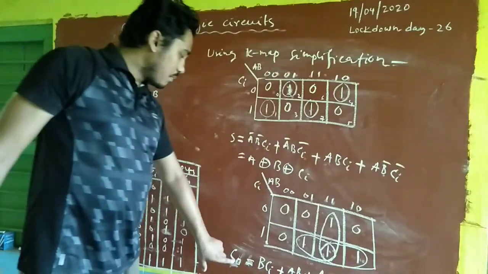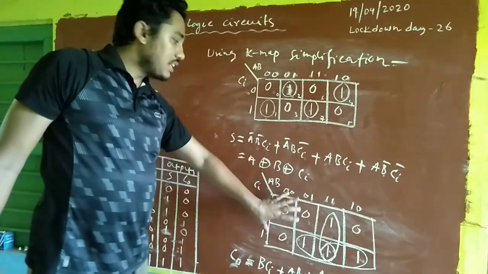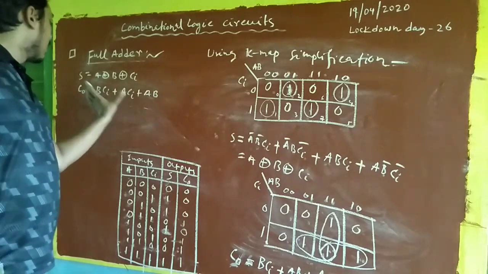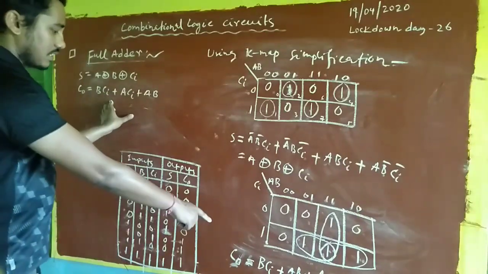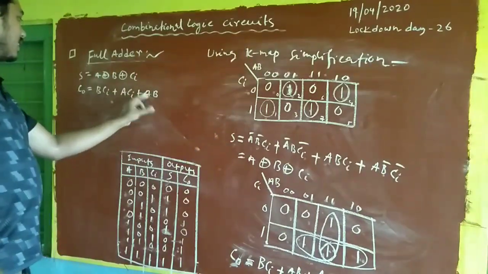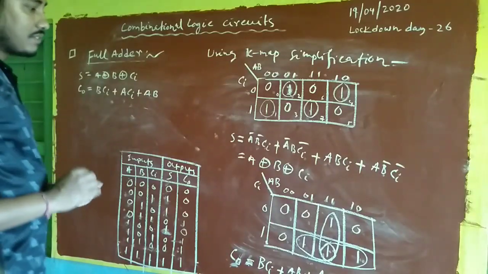So this is the simplified expression of C out using the KML method. Now we'll check what we have got using Boolean algebra. So this is the same expression: AB plus BC plus CA. Same expression we have got here using the KML simplification method.